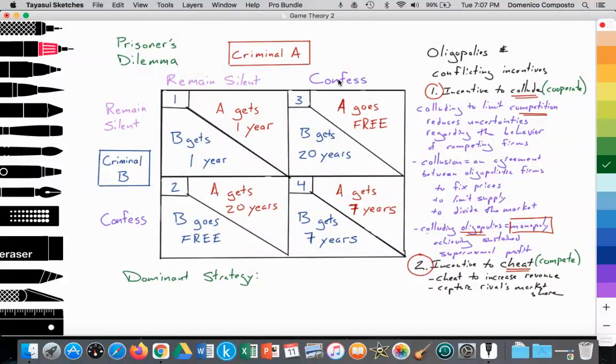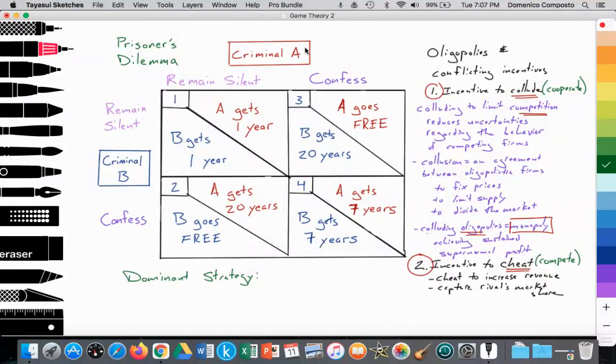What happens if they both confess? If criminal A confesses to the crime and criminal B confesses to the crime, they both get 7 years in prison. They provide enough evidence for the police to put them away for 7 years in jail. And that is obviously the worst outcome. That's the worst thing that both criminal A and criminal B can do, is to confess.